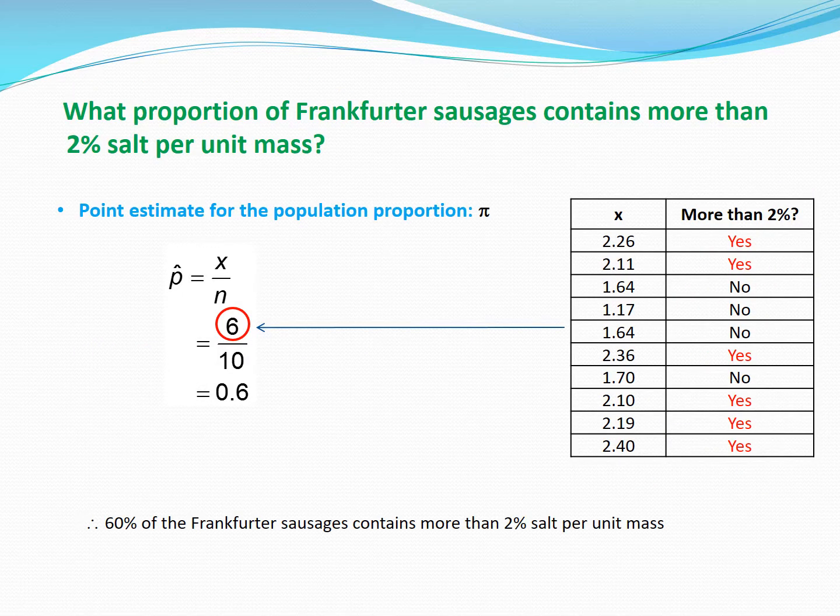Then they wanted to know what proportion of the Frankfurter sausages contains more than 2% salt per unit mass. So for x, you will physically go and count the number of values that were more than 2. If you count them, it will be 6, and our sample size was 10. So our sample proportion will be 0.6. So we can say that the point estimate for our population proportion is that 60% of the Frankfurter sausages contain more than 2% salt per unit mass.